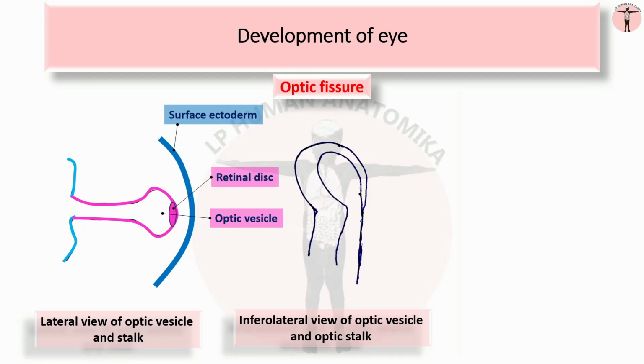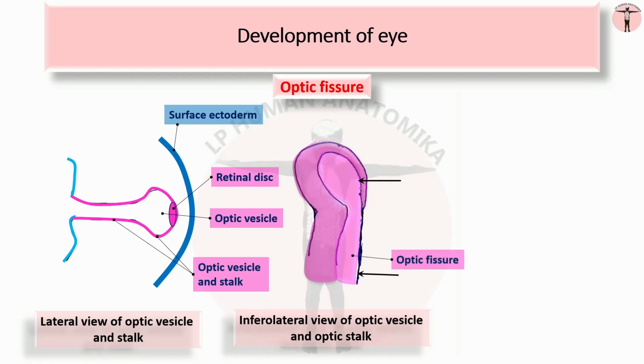form the retinal disc. The lower wall of the optic vesicle and the optic stalk begins to buckle and move inward towards the upper and posterior walls. This invagination forms a cleft called the optic fissure. The optic fissure can also be called the embryonic fissure, fetal fissure, choroidal fissure, or the retinal fissure.